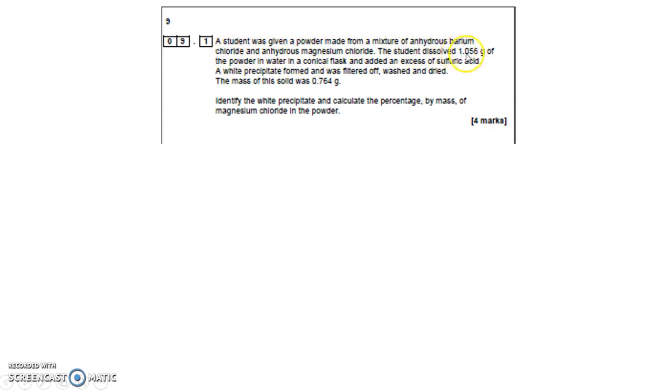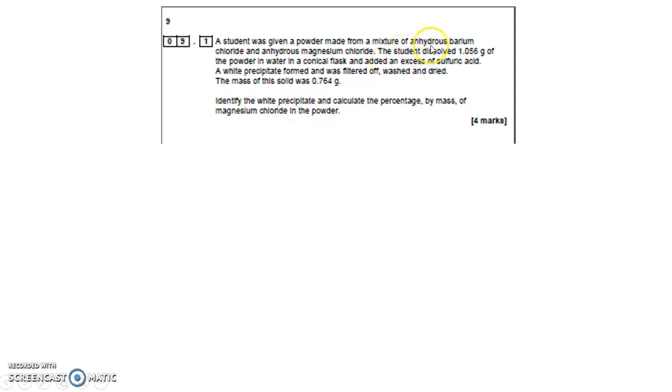The student dissolved 1.056 grams of this mixture in water and added sulfuric acid. Here we go, it's going to make barium sulfate. The white precipitate, the barium sulfate formed, was filtered off, washed and dried. The mass of the solid was 0.764. We'll probably make some magnesium sulfate as well, but magnesium sulfate is soluble. Identify the white precipitate, that's barium sulfate, used in barium meals, and calculate the percentage by mass of the magnesium chloride in the powder.